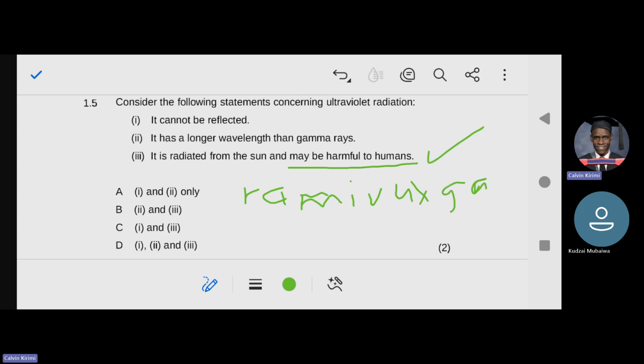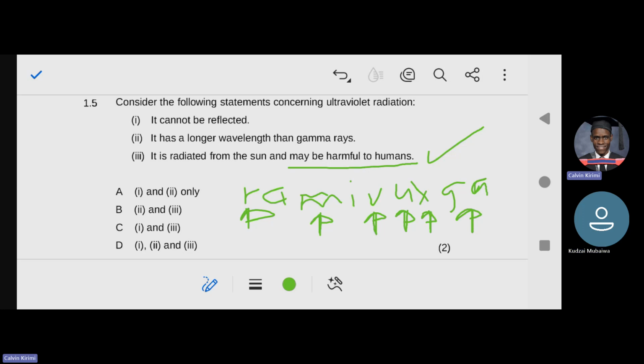So which one? Which order? We have what we call radio waves, microwaves, violet waves, ultraviolet waves, X-rays, gamma rays. So I made a mnemonic there, RAMIVAX-GA, meaning radio waves, microwaves, violet waves, ultraviolet waves, and X-rays for X and gamma rays.